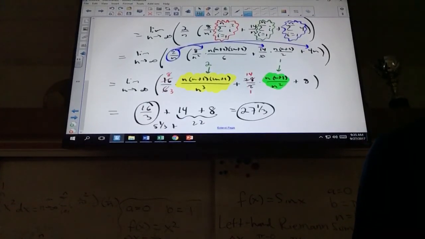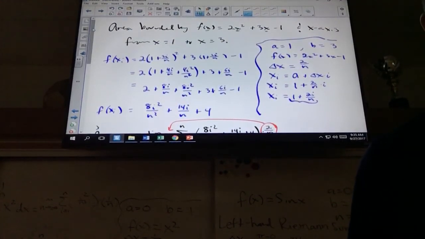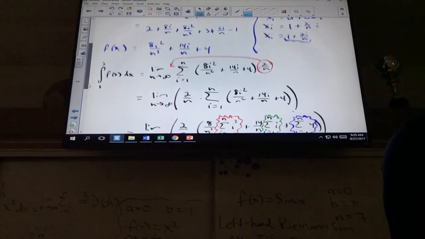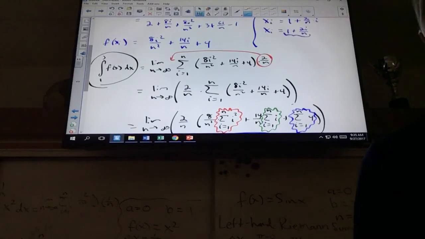Okay? So that's what we got. And that is using the formal definition of the definite integral to evaluate an area problem, which we know is just this definite integral. All right? Hope that helps.